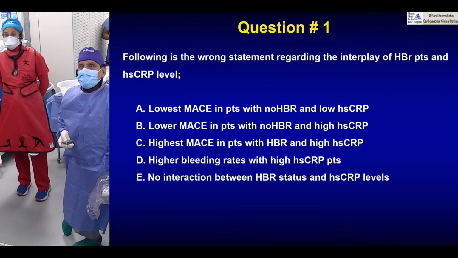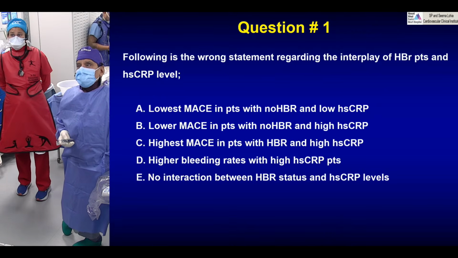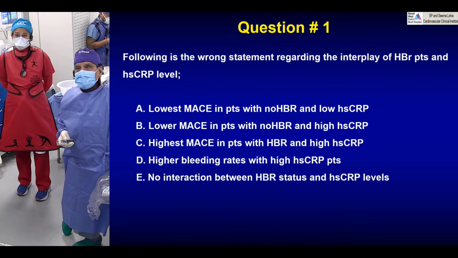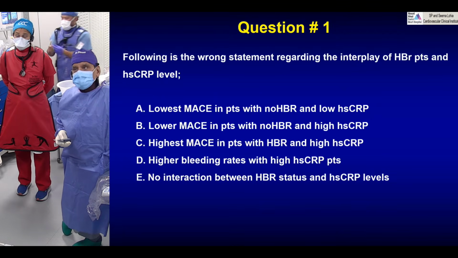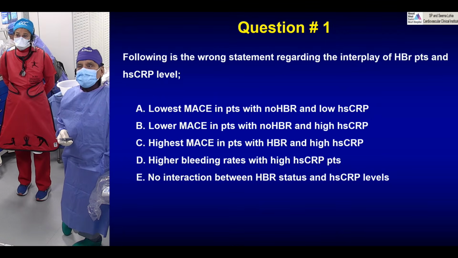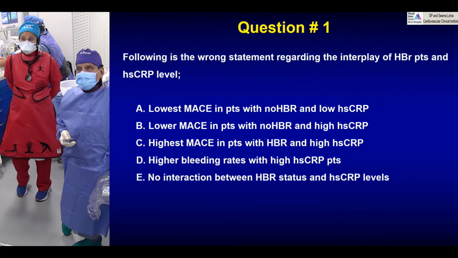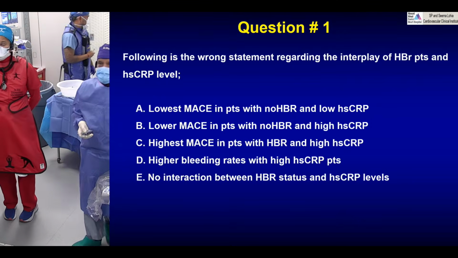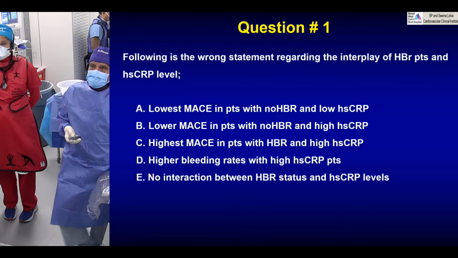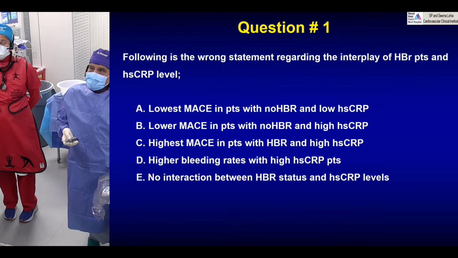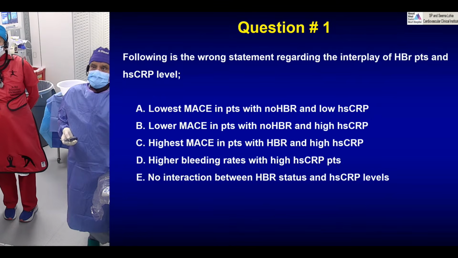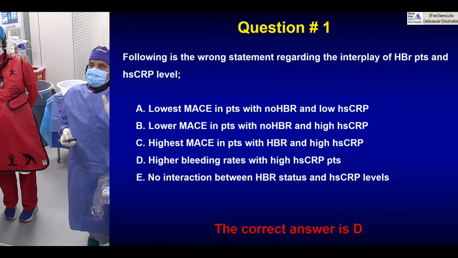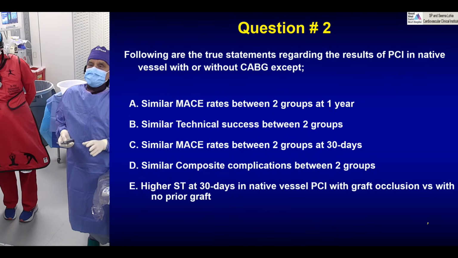So, 3 questions. Following are the wrong statement regarding the interplay of high bleeding risk patients with high CRP level: lowest MACE in patients with no high bleeding risk and low CRP; lower MACE in patients with no high bleeding risk and high CRP; highest MACE in patients with high bleeding risk and high CRP; higher bleeding rates with higher CRP levels; and no interplay between high bleeding risk status and high CRP. Clearly, we know that bleeding rates were not different in patients with high CRP. So that's a wrong statement.